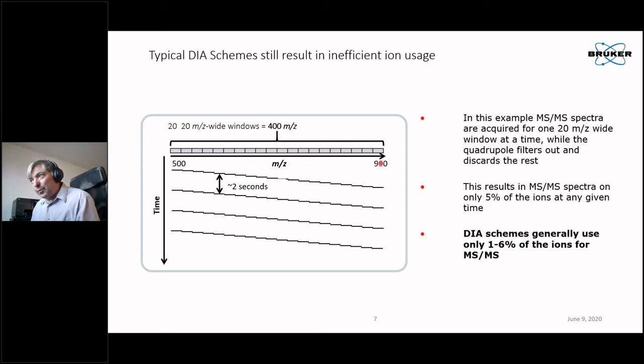Now, eventually, as you step through this, you fragment all the ions that are there and you get good data completeness, but you're still not making the most efficient use possible of your ions because you're selecting windows. And DIA schemes in general use 1 to 6% of the ions, depending on the width of the windows that you're using. The narrower the windows, the less complex the MS/MS spectra are, the easier it is to pull your fragments out and correlate them with your precursors. But obviously, then you make less efficient use of your ions, and it takes longer per cycle.